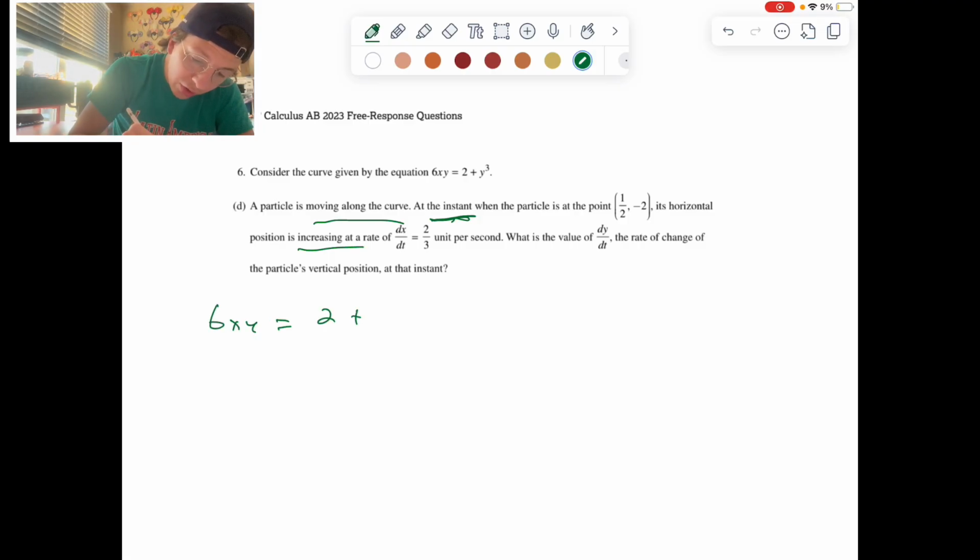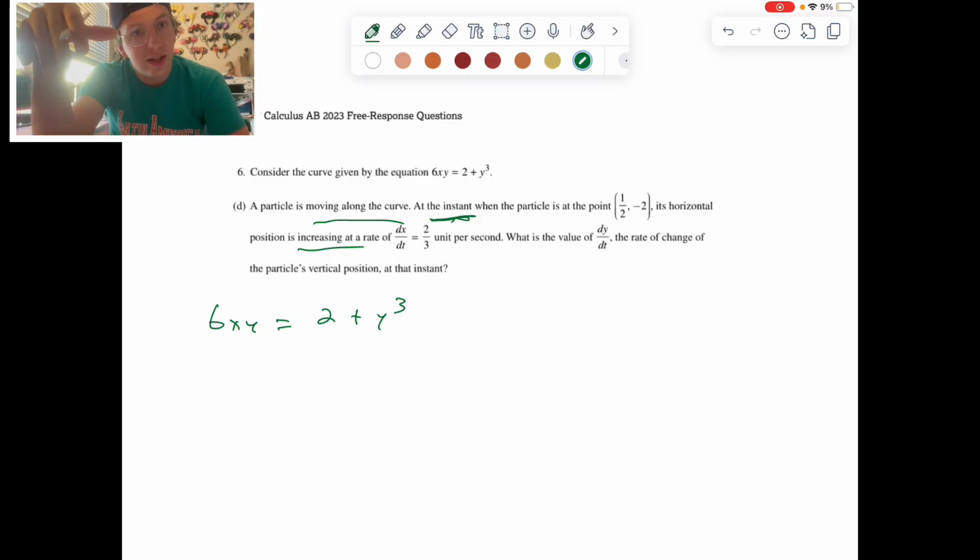Earlier, we took the derivative of this with respect to x. So whenever I did dx over dx, I didn't really have to notate that. But now we want to take the derivative with respect to time. So guess what? Every time I'm taking a derivative of a variable here, I'm going to need to include dx over dt or dy over dt.